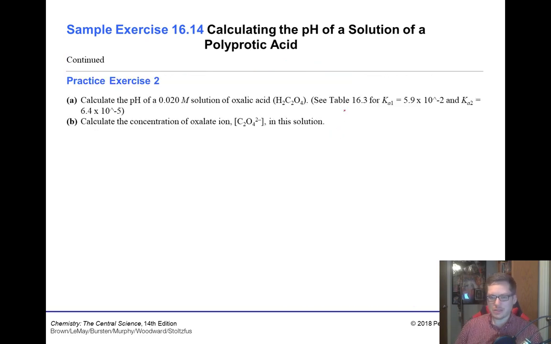All right, so let's do a practice problem here. It says calculate the pH of a 0.2 molar solution of oxalic acid. And I already pulled out the Ka value, so we didn't have to skip through all that. So 5.9 times 10 to the minus second. And the Ka2 is 6.4 times 10 to the minus fifth. All right, and then it says calculate the concentration of oxalate.